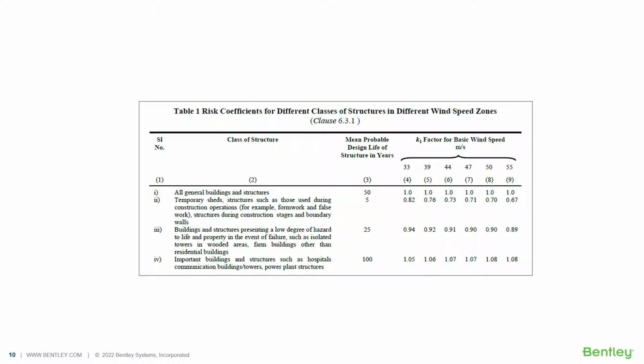Next step is to find the value of K factors. Here K1 is the probability factor, the values for which are given in table 1 of the code for different class of structures in different wind zones. For general buildings, K1 value can be taken as 1. For other type of buildings, the values can be taken as shown in the table.